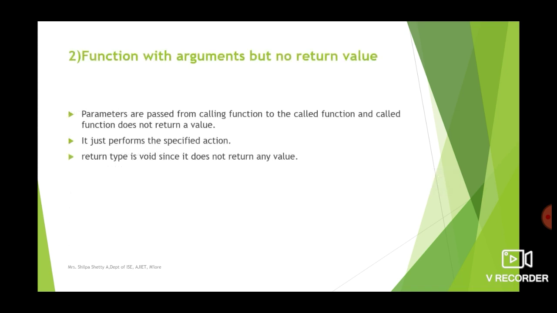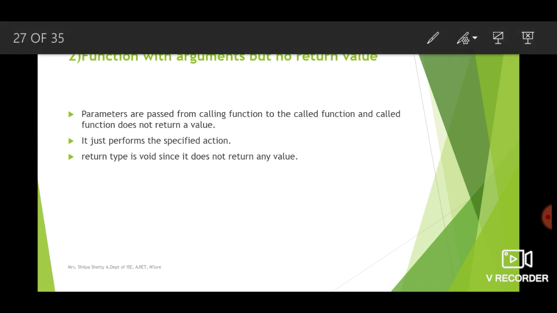The second category of function is function that takes arguments but does not return a value. This type of function will take arguments but the values are not returned by the function. Parameters are passed from the calling function to the called function, and the called function does not return a value. When we say calling function, it is the location from where the function is called.